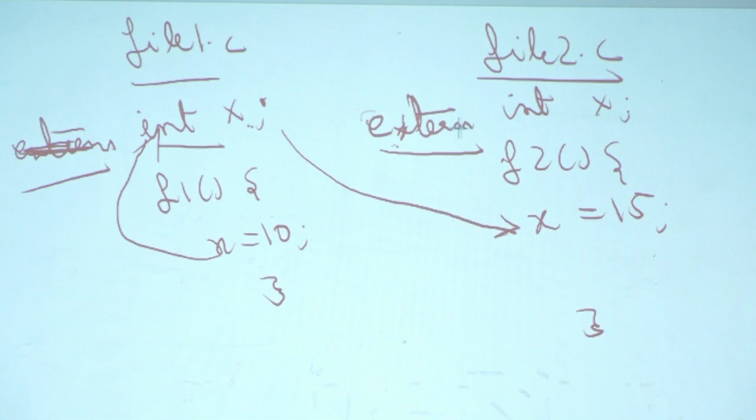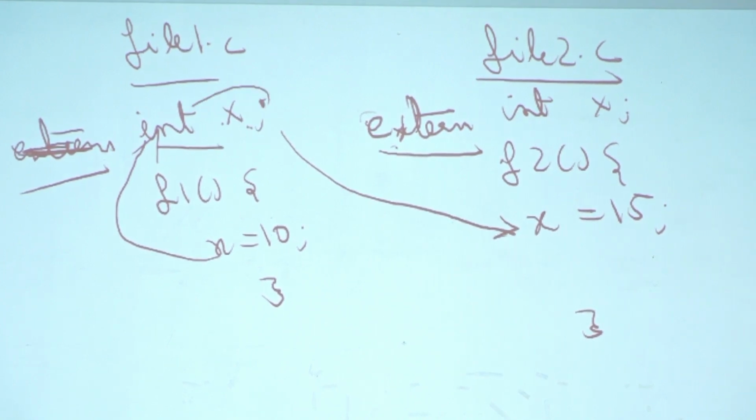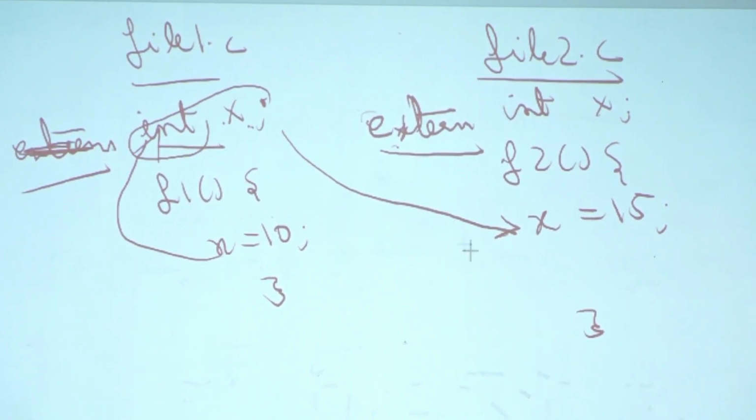So when we say extern int x, it is indicating that I don't have an x, I need to be used with a file which has an x, use it with me, use that x. And when I declare x equal to 10 or 15, it refers to this x. So how many x are allocated? Just one. Each x is the same. This x is allocated only here and this guy is using it.